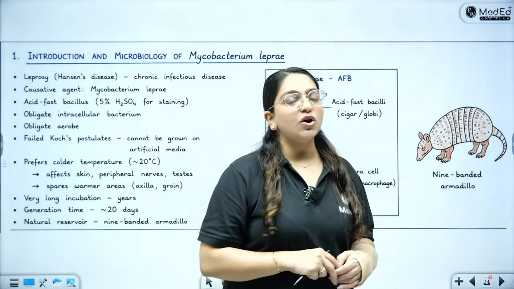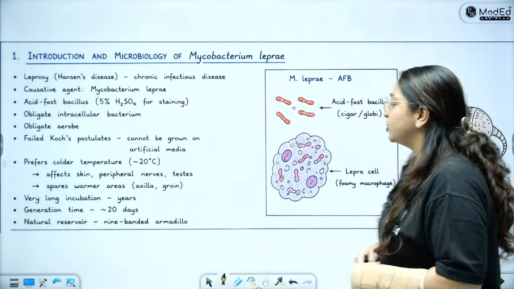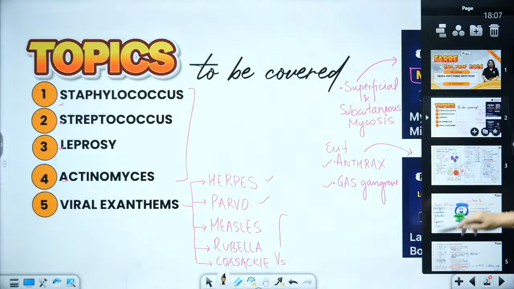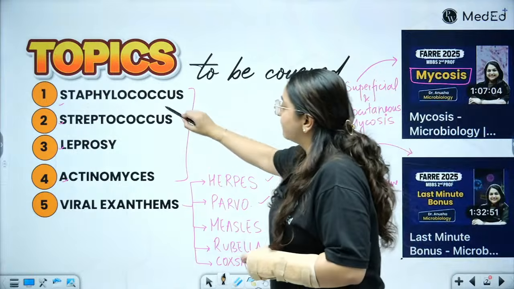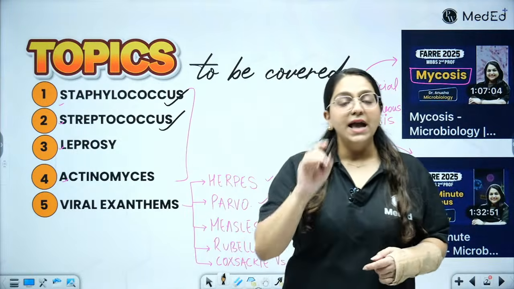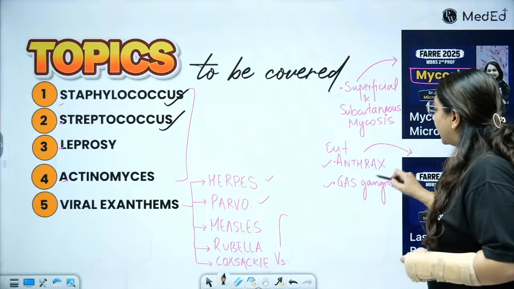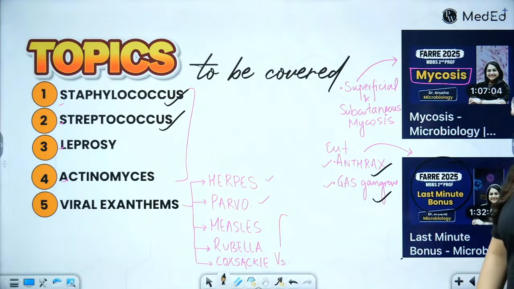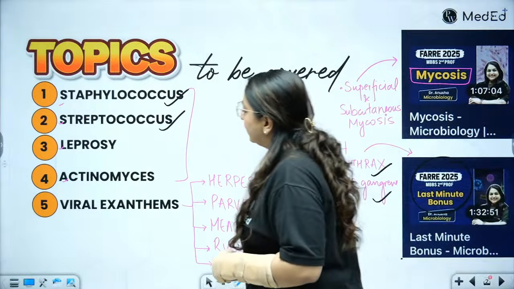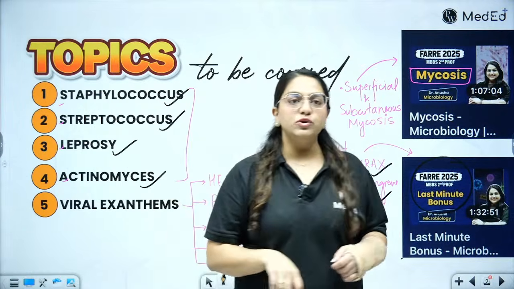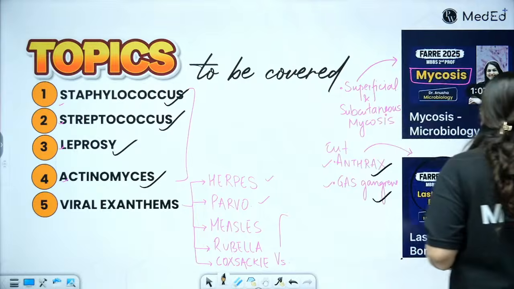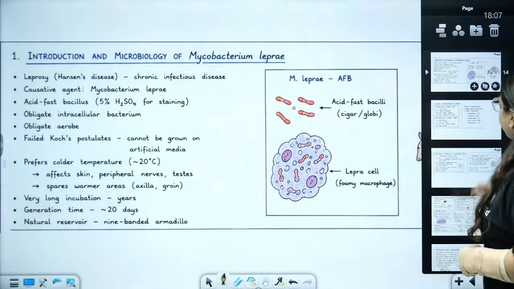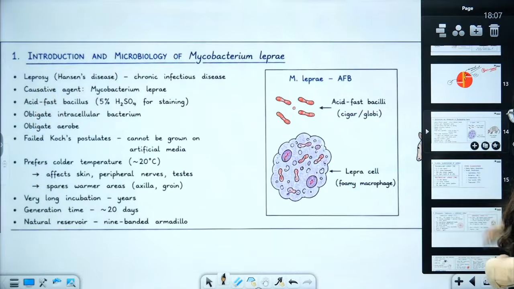Yes. And we will talk about leprosy, the most important. Before that, you have to check out the lecture on anthrax and gas gangrene. Okay. So I've told you Staphylococcus, Streptococcus we've done today. Anthrax and gas gangrene I've already covered in the last minute bonus lecture of the 2025 FARRE. And now we are going to talk about leprosy and actinomyces, which are two special bacteria which we are going to discuss. So leprosy is of course caused by Mycobacterium leprae, right? Mycobacterium leprae.